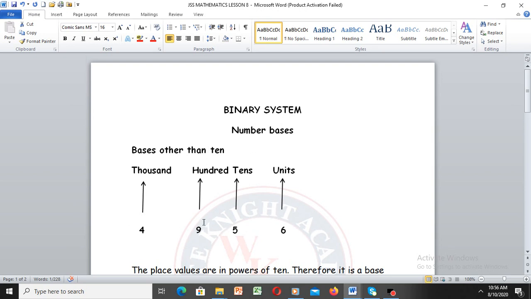4,956. The place value of 4 is 1000. The place value of 9 is 100. The place value of 5 is tens. And the place value of 6 is units. This type of counting is in base 10.